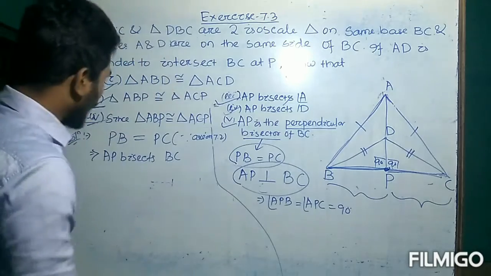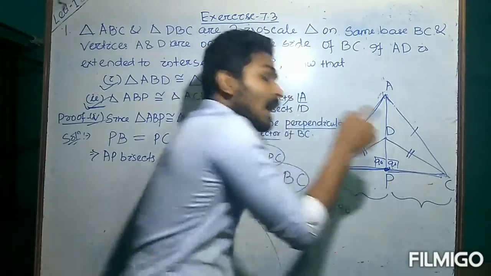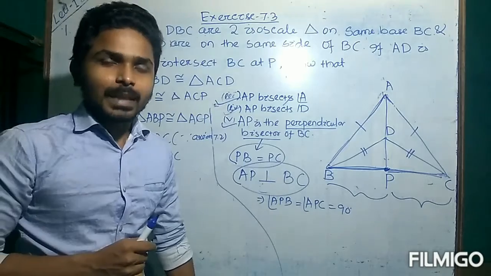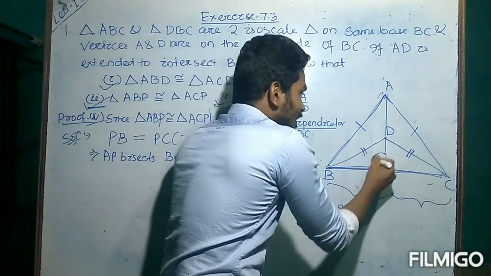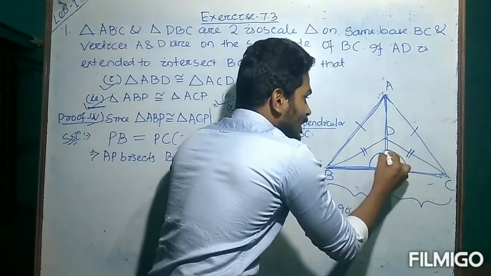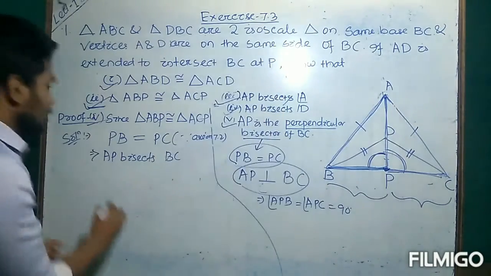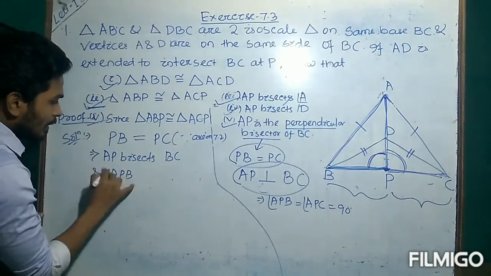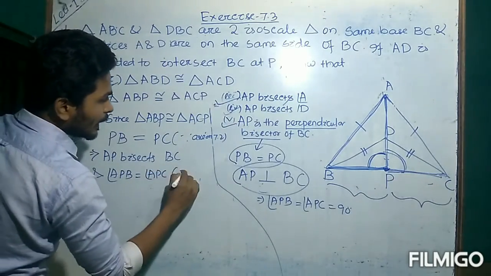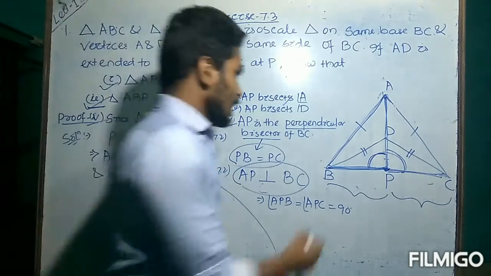Next, the second statement, that AP is perpendicular on BC, or this angle and this angle are 90 degrees. We have to prove it. How can we prove it? Let's see. If the triangle ABP and the triangle ACP are congruent, then can we write their corresponding angles are equal? Can we write it? Yes, we can write it. Since this angle is an angle of the triangle ABP and this angle is also an angle of the triangle ACP, we can write that this angle APB is equal to this angle APC. It is due to axiom 7.2. Clear?